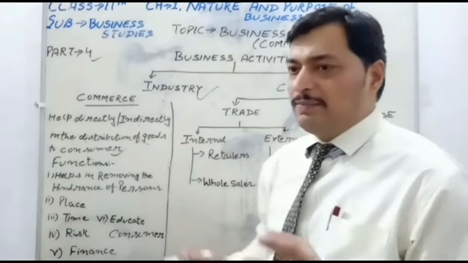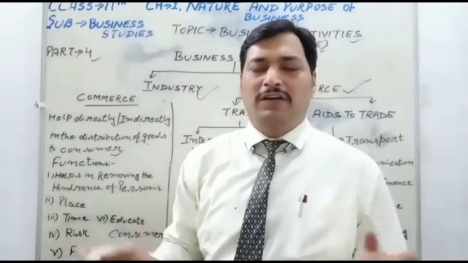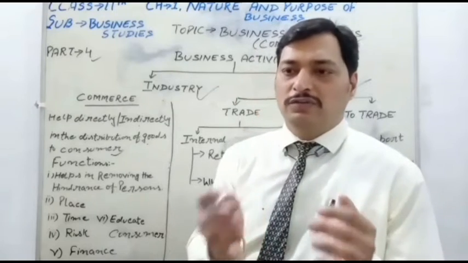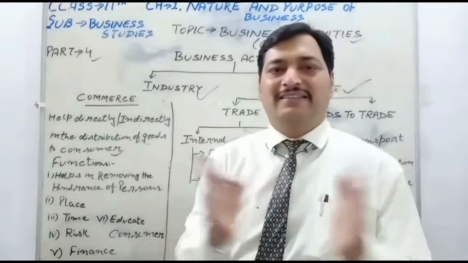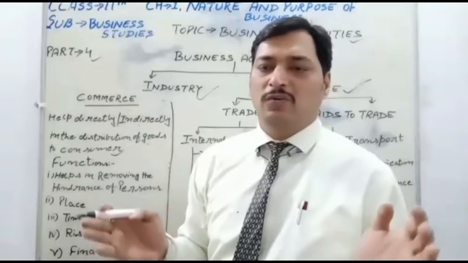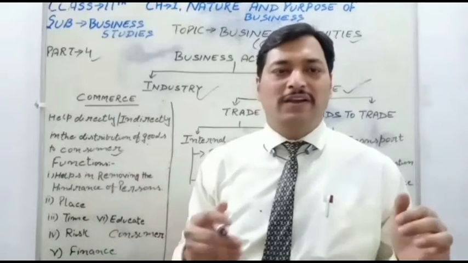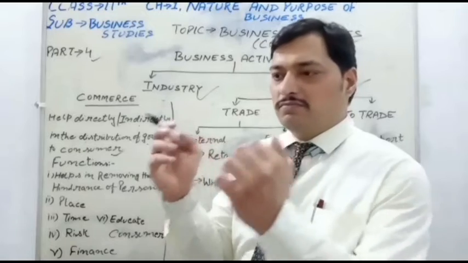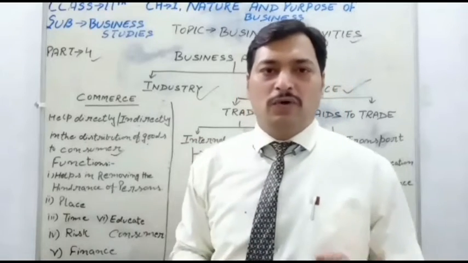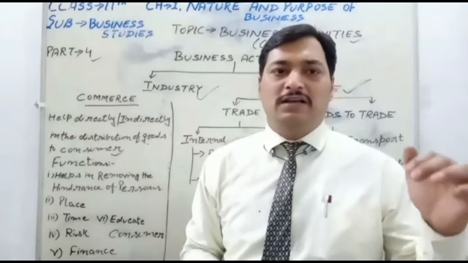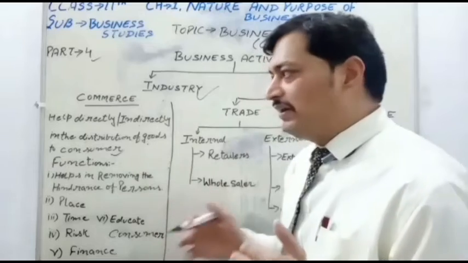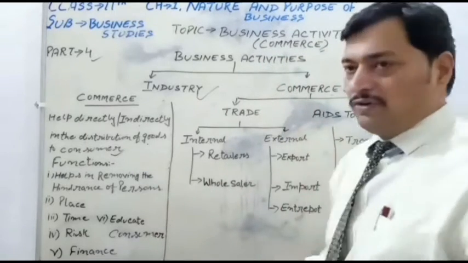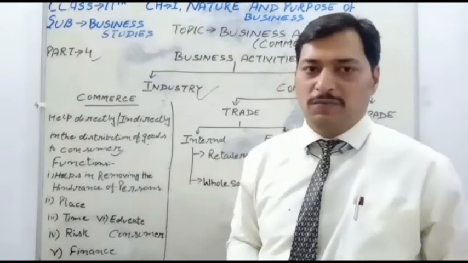Because goods are manufactured in one place, but the consumers of the goods are scattered all over the world or all over the countries. So it is very difficult for the manufacturer or producer to sell and provide goods to the ultimate customers. Commerce provides help here. Commerce makes it easy to provide the goods to the consumer.